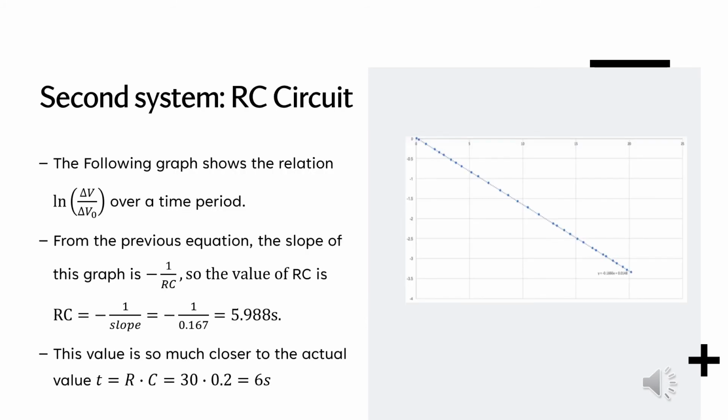After we recorded the values from the previous slide, we plotted the equation over time, and we found the slope of the time to be equal to 0.16, and the time constant itself is nearly 6 seconds, as the actual value, which is exactly 6 seconds.